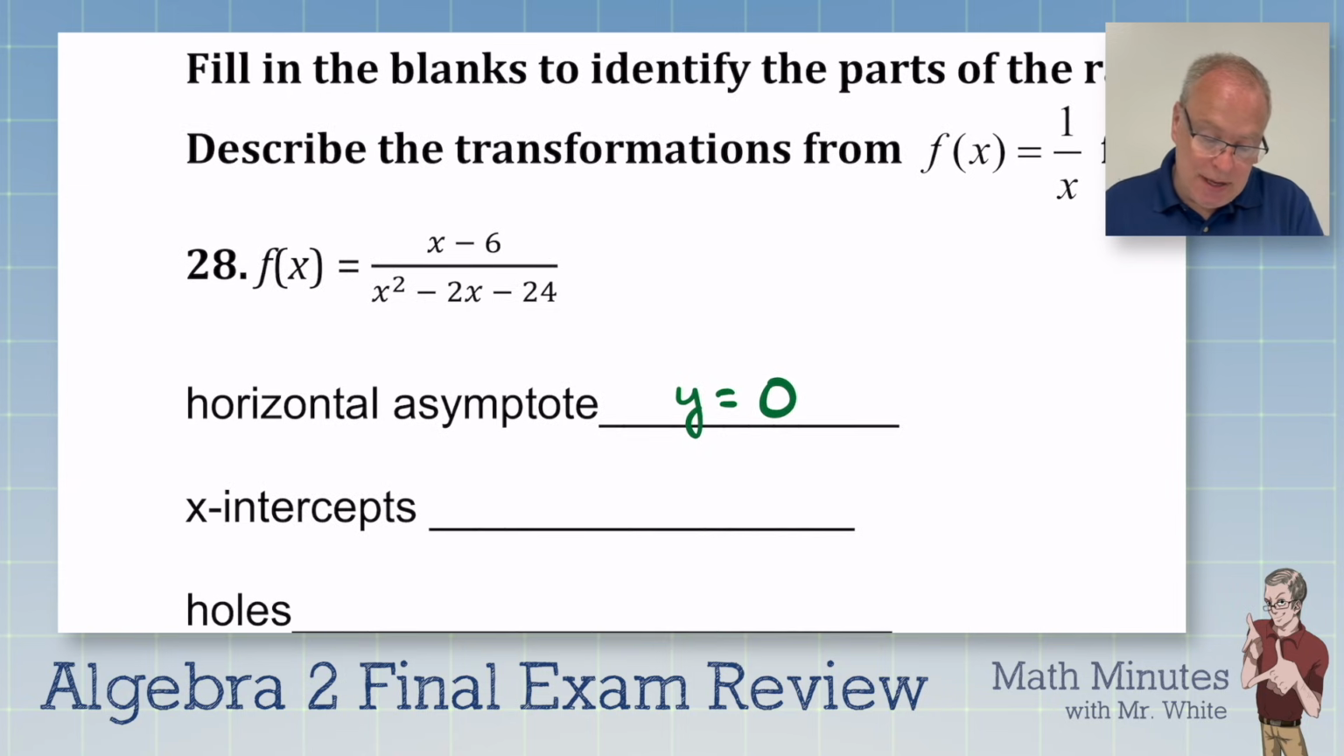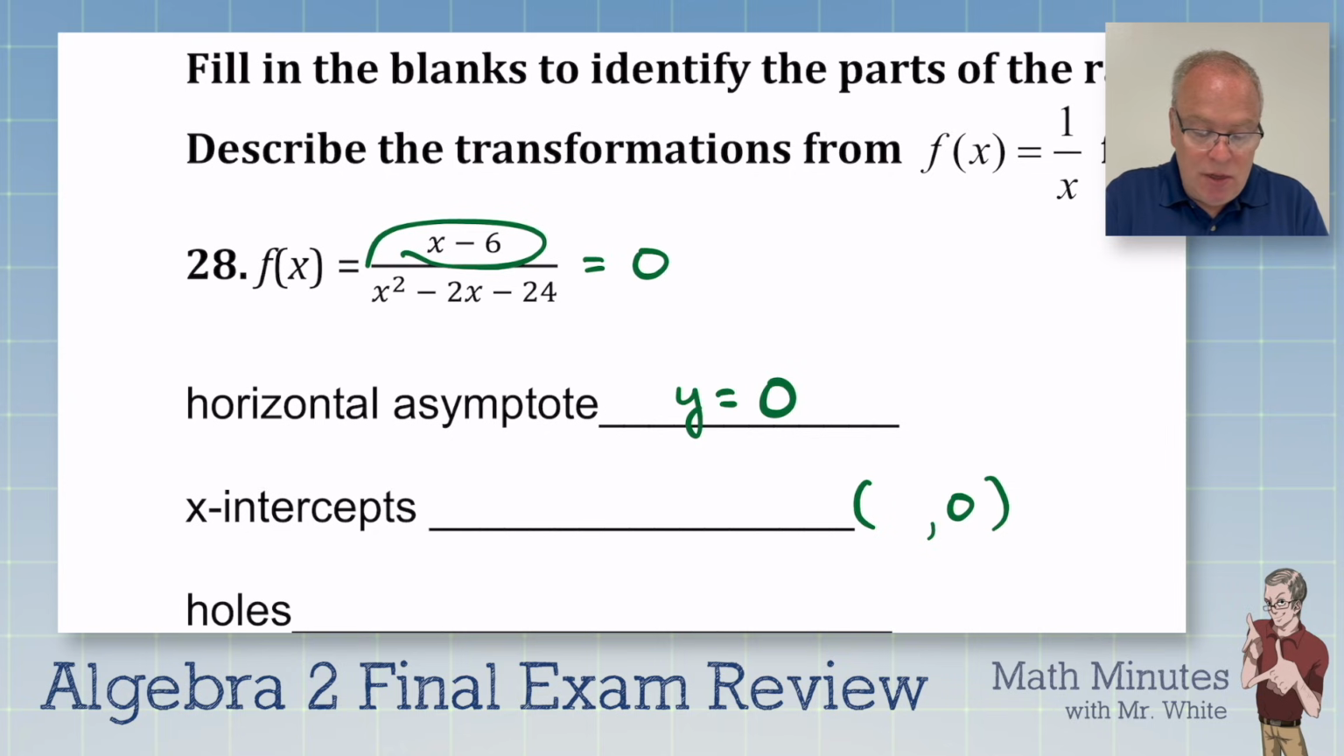I'm going to erase that to get it out of the way. X-intercepts are always of the form something comma 0. So it's when y equals 0. So when does y equal 0? It's when the numerator is 0. Okay? So x equals 6 will be a possible x-intercept. Now, I say possible because I think I want to factor this bottom before I go any further, just so I know what I'm looking at here.